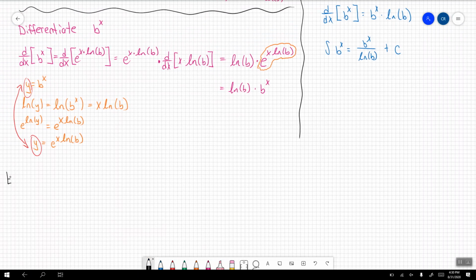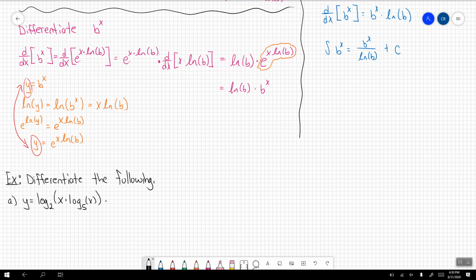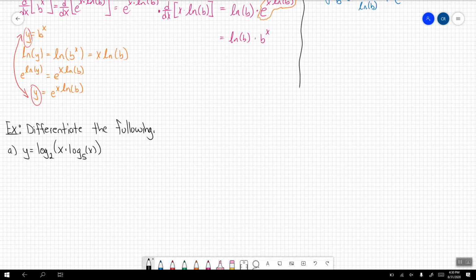So here goes our first example. Differentiate the following. Part A. We want to differentiate y is equal to log base 2 of x times x times log base 5 of x. So that's the one that we want to differentiate first.